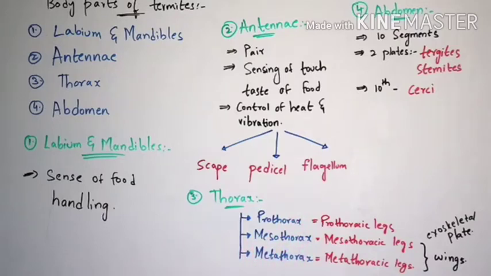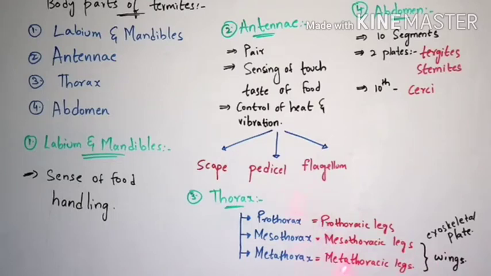The legs which will be arranged from the prothorax region are known as prothoracic legs, and the legs which will be arranged from the mesothorax region are known as mesothoracic legs. Coming to the third one, the legs which will be arranged from the metathorax region are known as metathoracic legs. All of these legs are arranged from the thorax region only, but not from the other body parts.